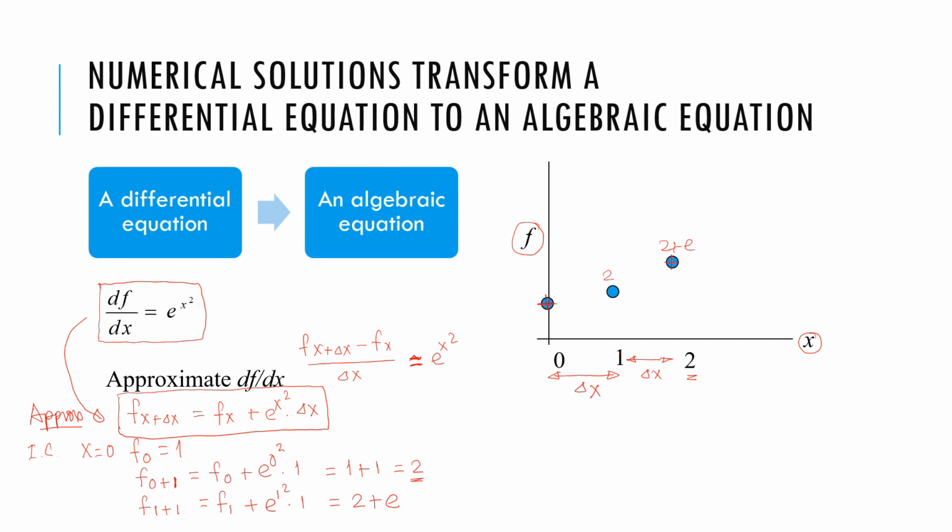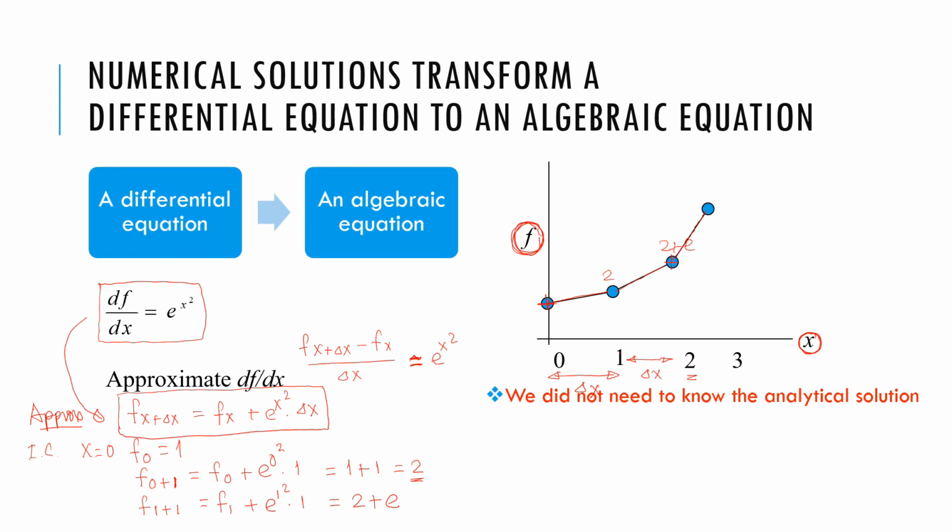So we can keep going. We can keep going for the next point and so on, and then we can join it by a line, and we actually have the solution that we're looking for, f as a function of x. So the big deal is we could solve for f as a function of x, and we didn't need to know the analytical solution. We could still do it.